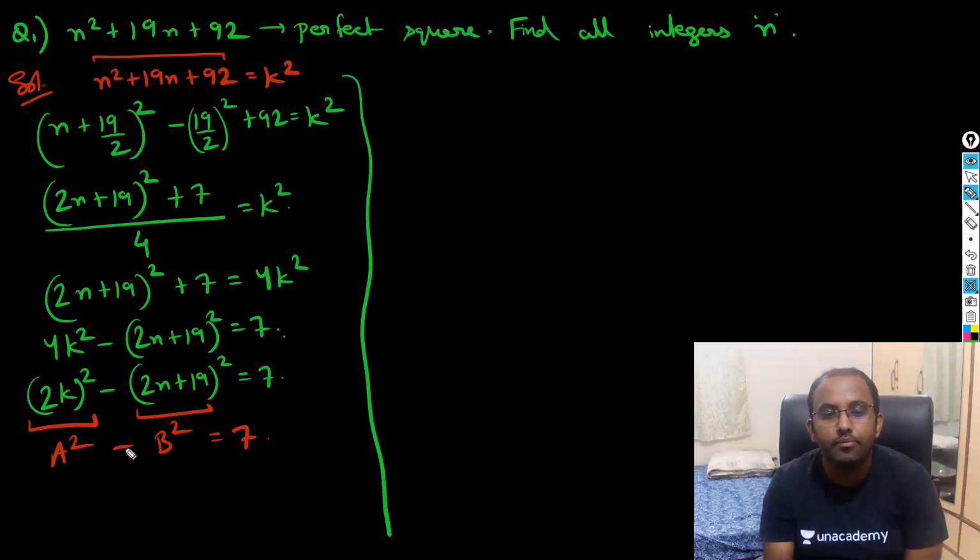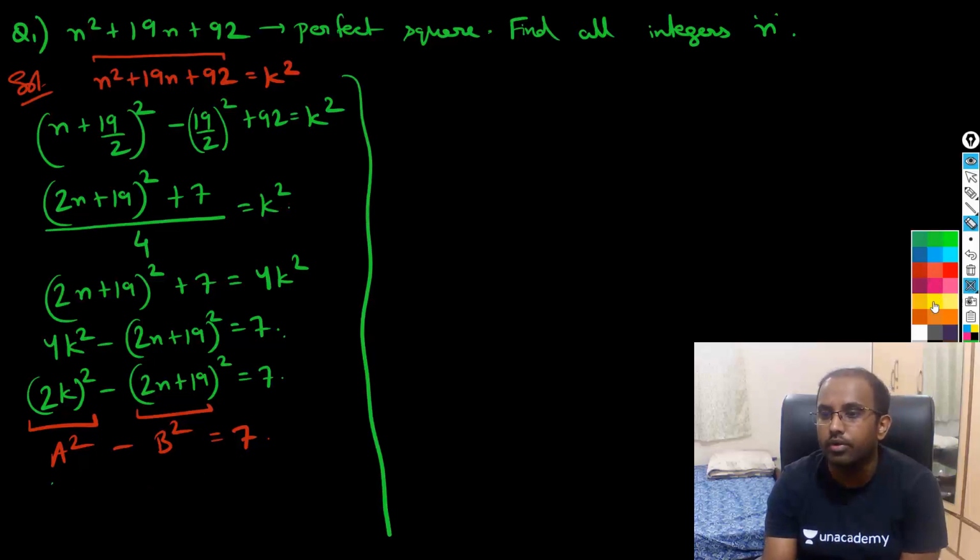You can just think over this: the difference of two perfect squares is 7. 2 is obviously not a square, and 1 is a square, which will not satisfy. 4 minus 1 is 3. So for this, you can just list down a few of these perfect squares, and you'll get what the numbers actually are.